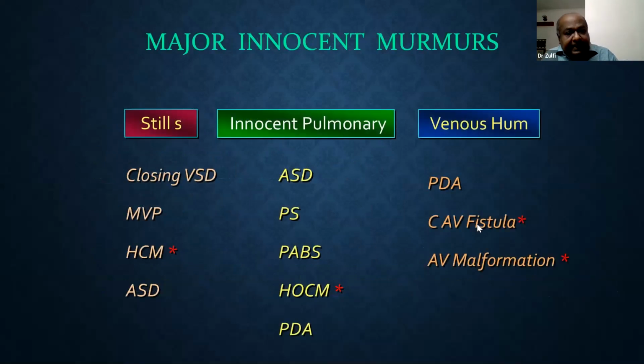And you must remember that these 3 murmurs, Still's murmur, innocent pulmonary murmur, and venous hum, can have differential diagnoses, and some of them can be important also. For example, a musical murmur can be due to hypertrophic cardiomyopathy. What we thought of as an innocent pulmonary murmur may be due to a moderate atrial septal defect. What we think of as a venous hum may be a coronary AV fistula, which would produce ischemia at some point of time. So these are also very, very important.